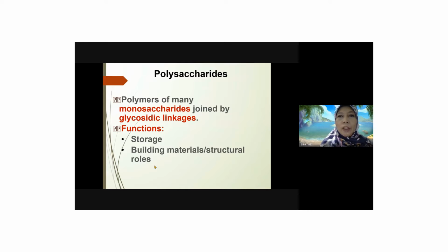What about the linkages for starch? Because it's different when we compare the starch and glycogen. What is the linkage for starch? Alpha 1,4 glycosidic linkage. Very good. What about glycogen? Alpha 1,6 glycosidic linkage. Very good.